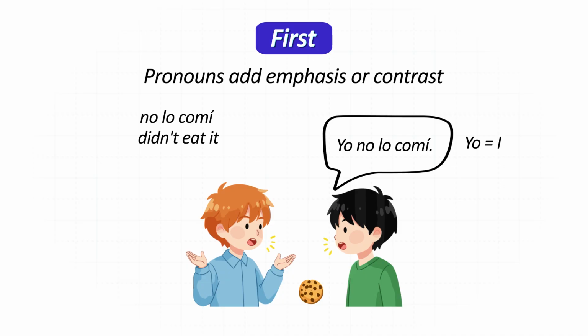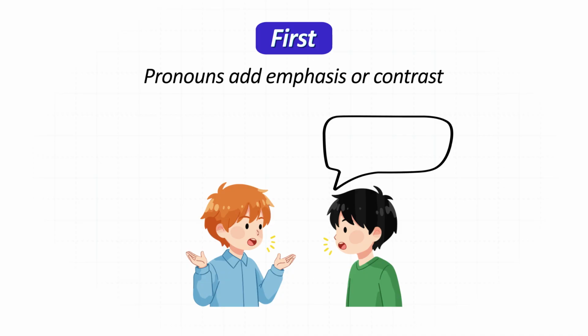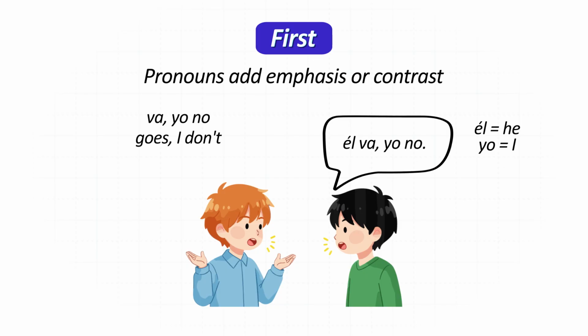Or imagine you're clarifying who's going to the store. You might say, he's going, not me. In Spanish, you'd say, él va, yo no. He goes, I don't. The pronouns él and yo create that contrast between two people. If you just said va without él, it would mean goes, or he goes, or she goes, but you wouldn't get that specific contrast you're trying to highlight.